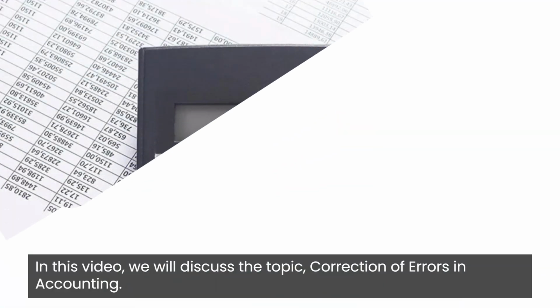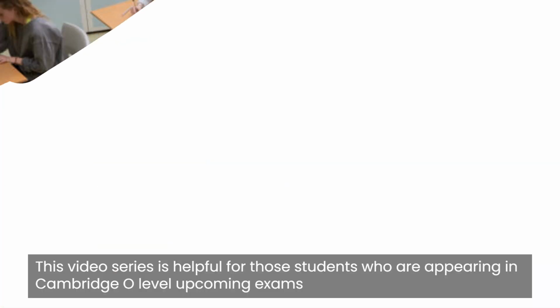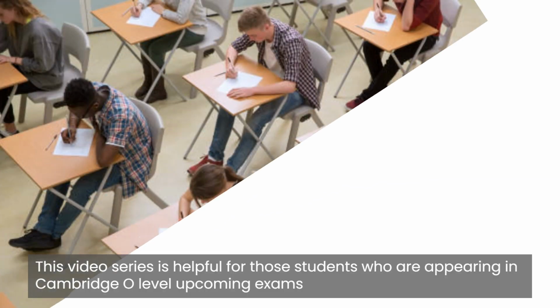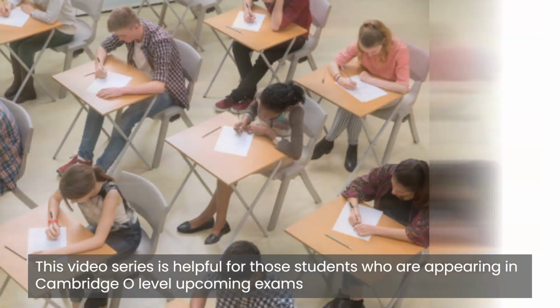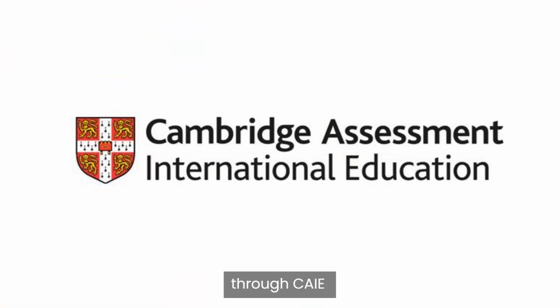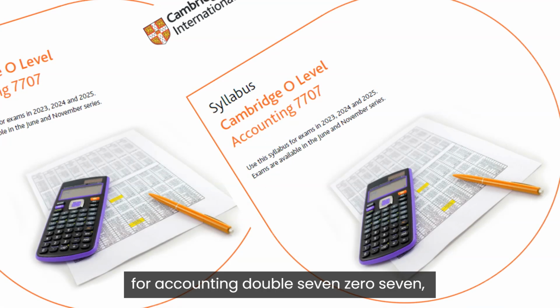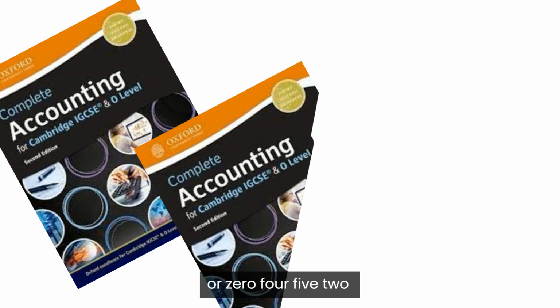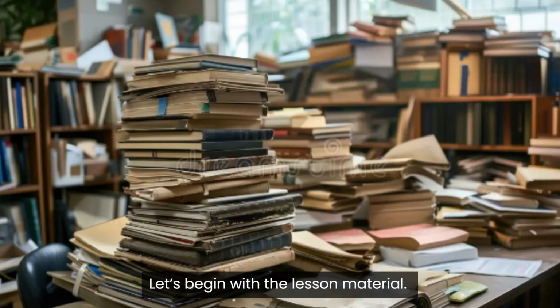In this video, we will discuss the topic, correction of errors. This video series is helpful for those students who are appearing in Cambridge O-Level upcoming exams, either in June or November, through CAIE or IGCSE 9-1, for accounting 7707, or 0452, or 0985. Let's begin with the lesson material.